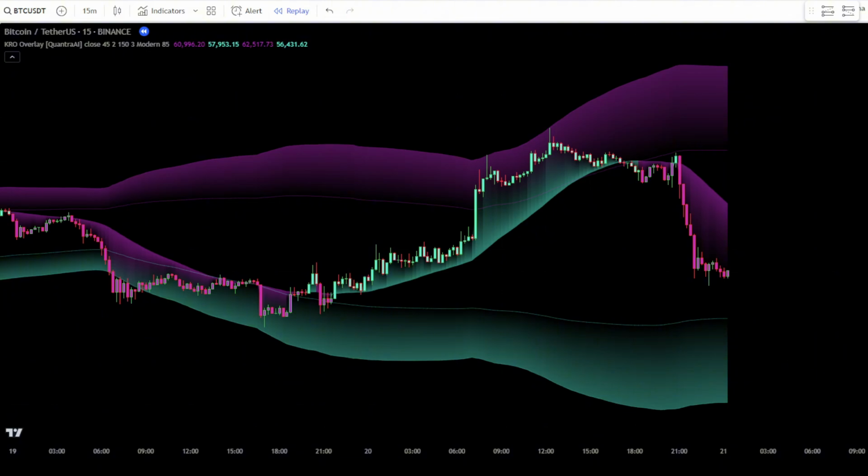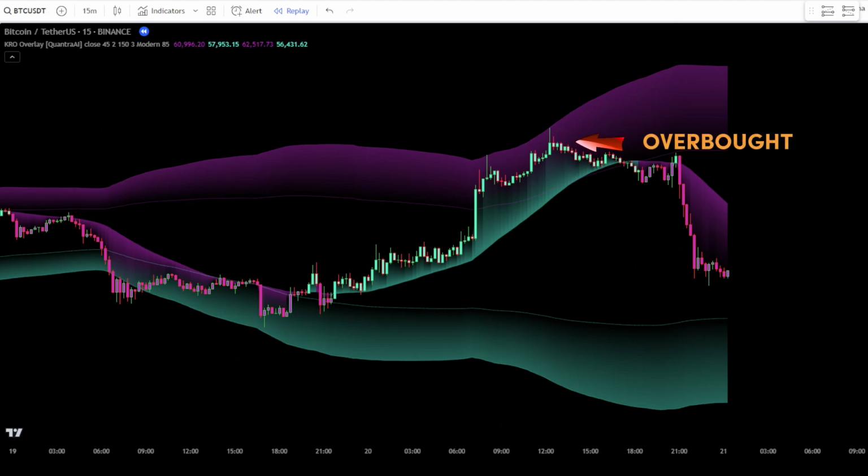areas in the market. If a navy-colored cloud appears and the candlestick is also navy, it signals a bullish trend. On the other hand, if a purple-colored cloud appears and the candlestick is also purple, it signals a bearish trend. Next, if the price candlestick is within the navy-colored band area, it indicates that the price is in an oversold area.